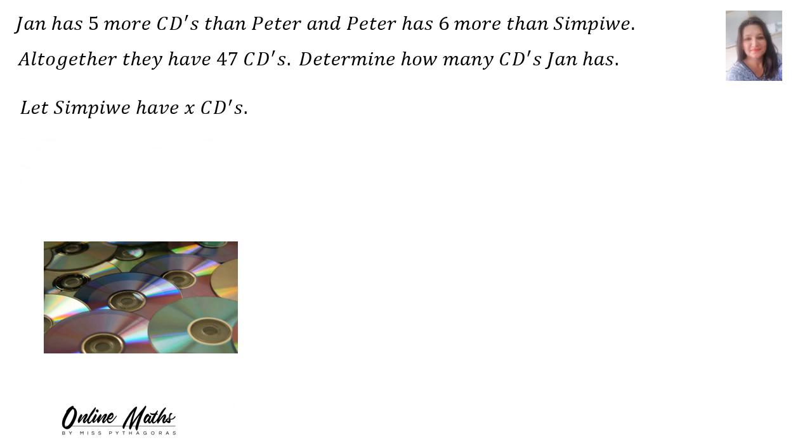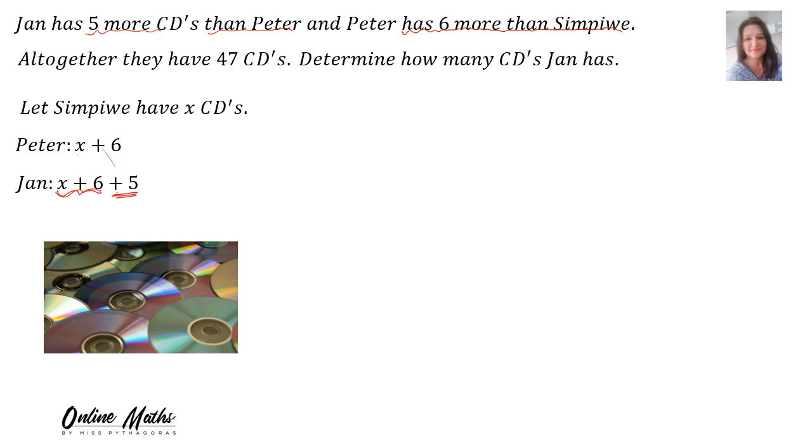Let Simpiwe have X CDs because we don't have a lot of information about Simpiwe. What we do know is Peter, from the words, has 6 more than Simpiwe. Therefore, Peter is X plus 6. And then Jan has 5 more than Peter. Therefore, Jan will be Peter's X plus 6 plus 5. If you look at this, the plus 5 is 5 more than Peter.